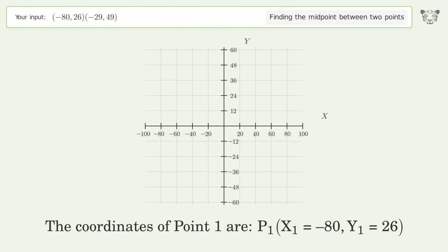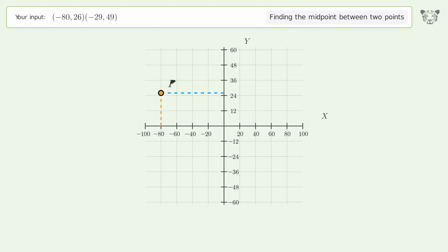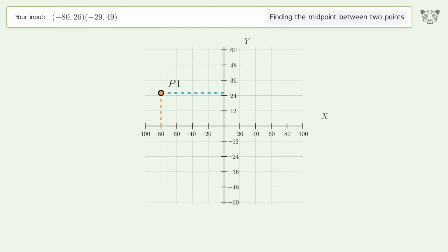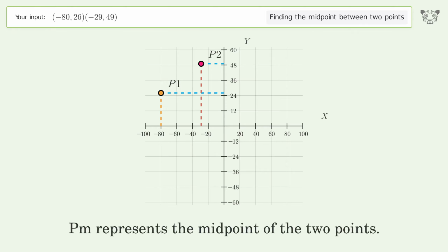The coordinates of point 1 are x1 equals negative 80, y1 equals 26. The coordinates of point 2 are x2 equals negative 29, y2 equals 49. PM represents the midpoint of the 2 points.